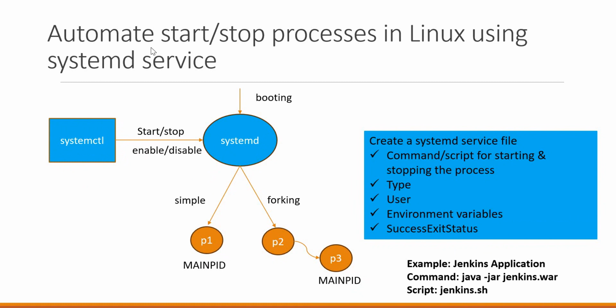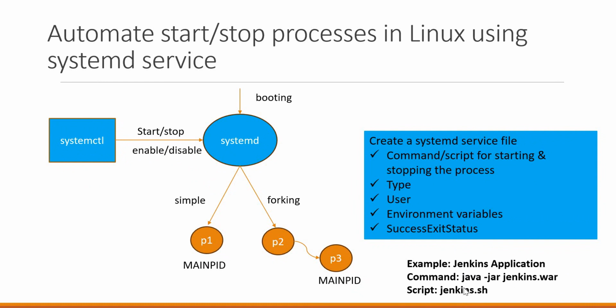So when we want to automate the starting or stopping of a Linux process, we need to write a corresponding service file. So here we need to write a systemd service file. When we are writing a service file, we need to identify what is the command or script for starting or stopping the process. For example, if we take the Jenkins application, which is a Java application, the corresponding application will be started by java -jar jenkins.war. So this is the command which will be invoked by systemd service for starting the Jenkins application.